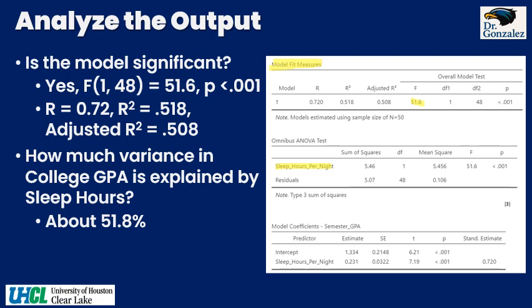And you can look at this p-value out here to the side. P is less than 0.001. So what does that tell me? It tells me first that this model is significant. And second, in that line right there, I can find out that the variance in college students' GPA explained by sleep is about 52%. And I got that from right here at that R squared.